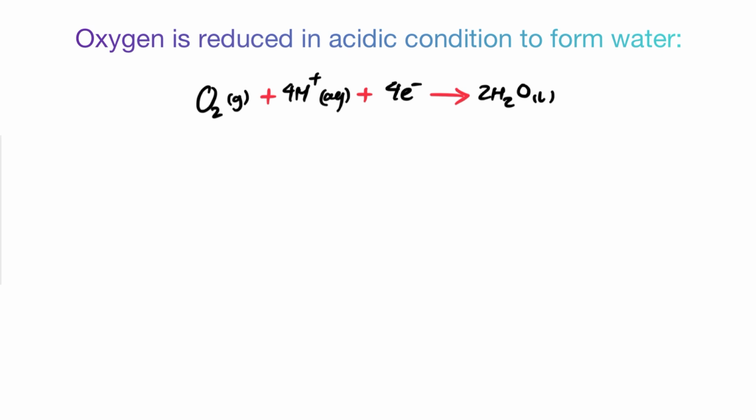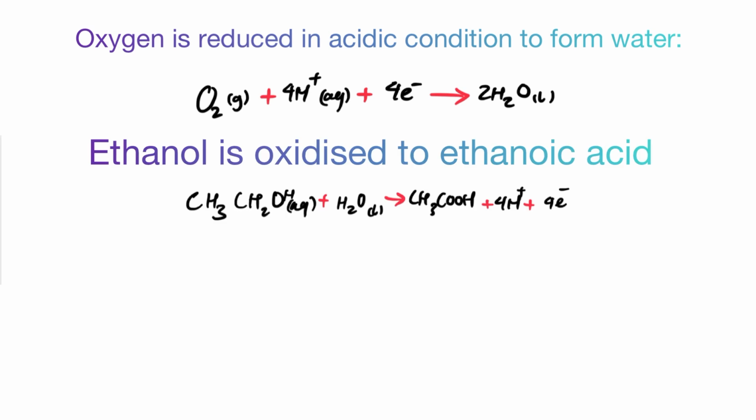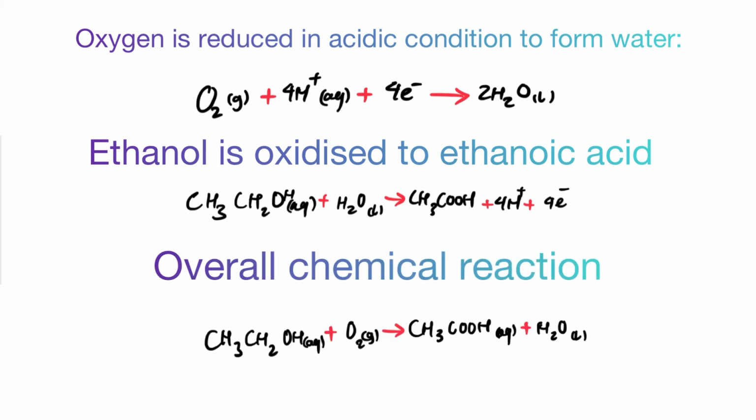The first equation shows that oxygen is reduced in acidic conditions to form water. The second equation shows that ethanol is oxidized to ethanoic acid. The final overall reaction is written as follows: ethanol reacting with oxygen gas to form ethanoic acid and water.